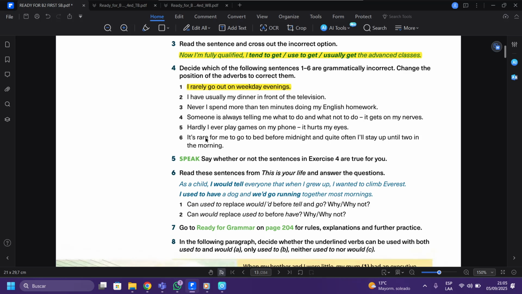And number 6, finally. It is rare for me to go to bed before midnight, and quite often I will stay up until 2 in the morning. Is it right? Correct. Yes, right. Perfect. There you are.